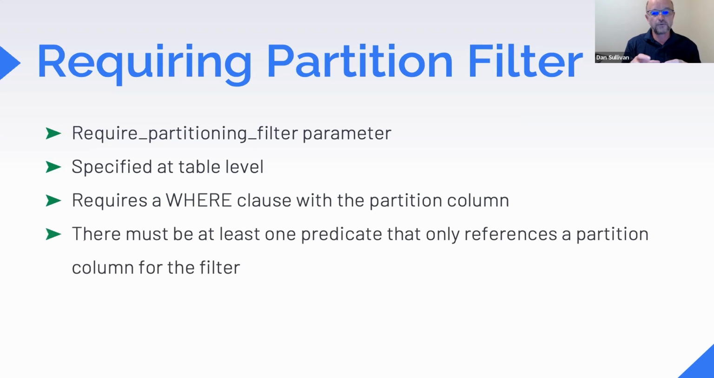Now, there needs to be at least one predicate that only references the partition column filter. For example, if your partition column is called partition ID, you could have a where clause like where partition ID equals ABC. You could also have where partition ID equals ABC and foo equals bar, some other column. An AND will work, but an OR operator won't work, because it's possible that something could satisfy the other part of the OR clause and not be part of the partitioning key.